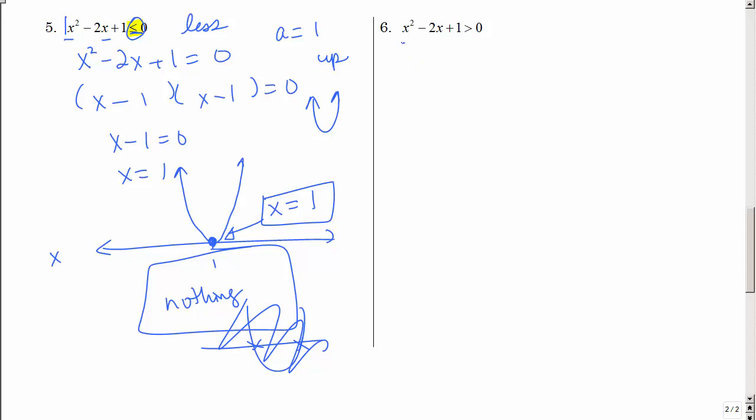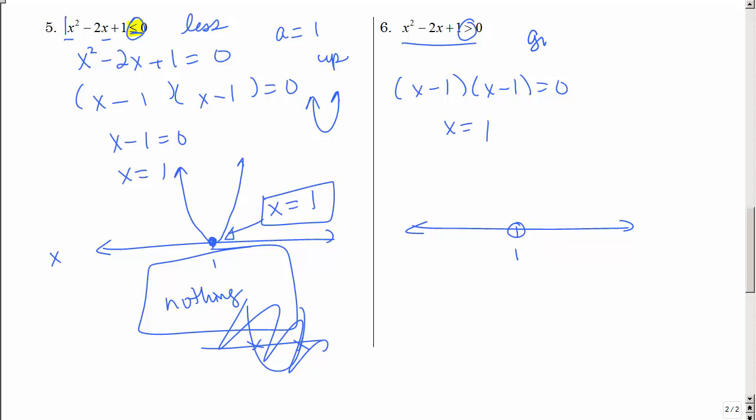So, if we do that same problem, same algebra, same number line, but this time we have an open circle, right? Because there's no equal to part. And we want greater than. So we know we want greater than, which is above. And we know that A is 1.